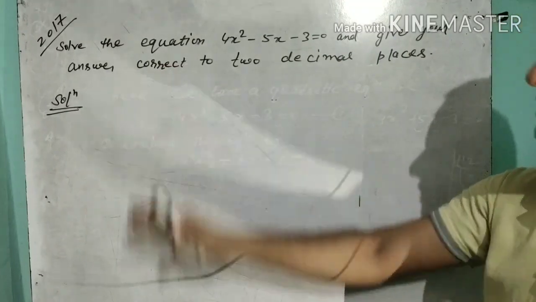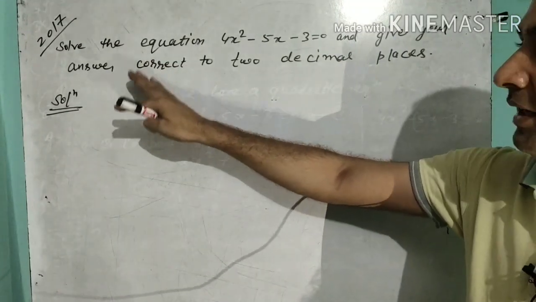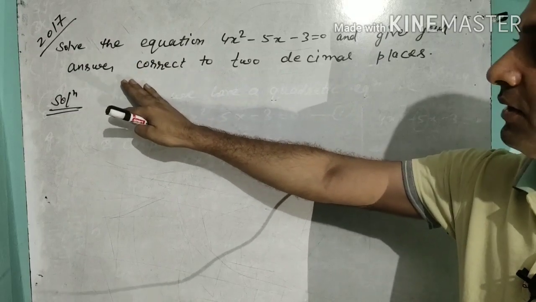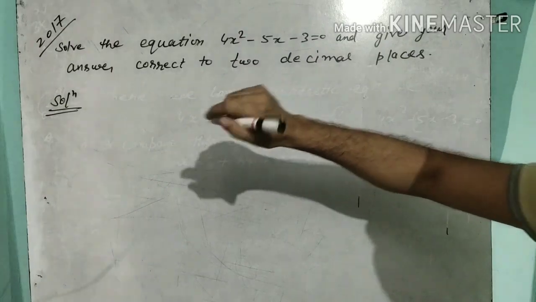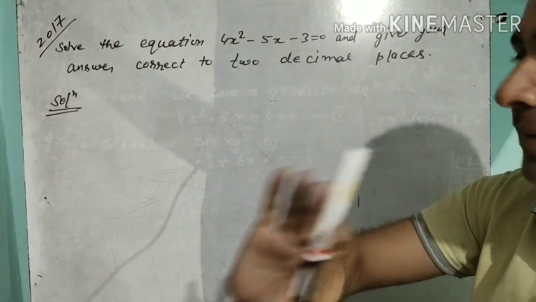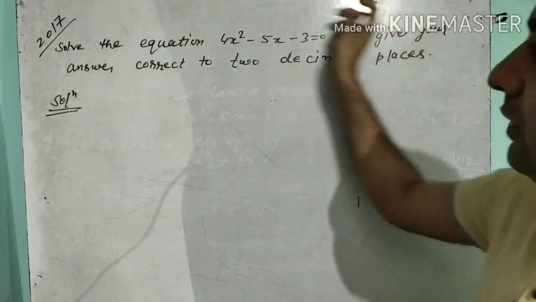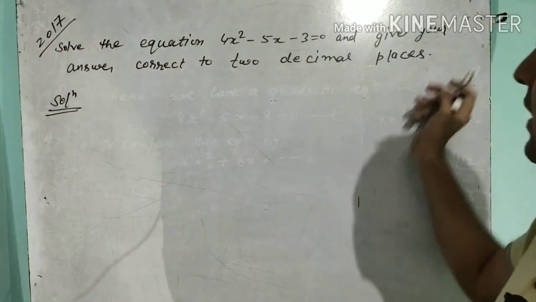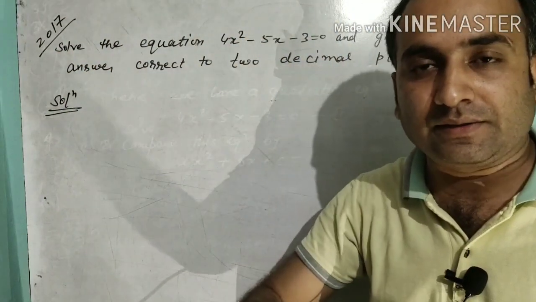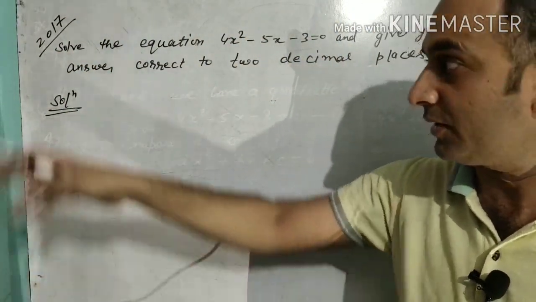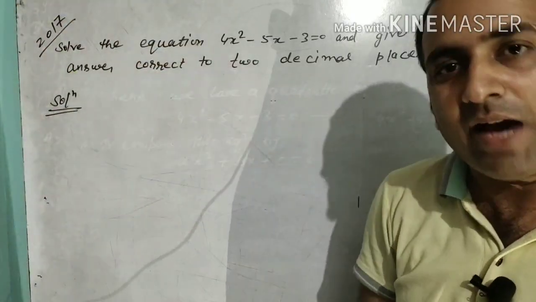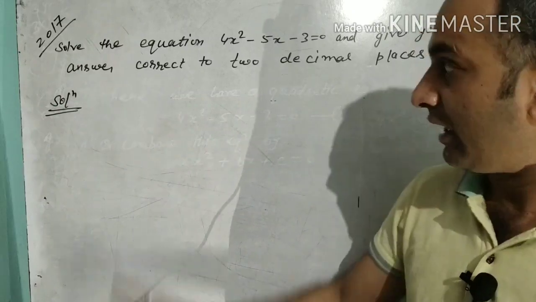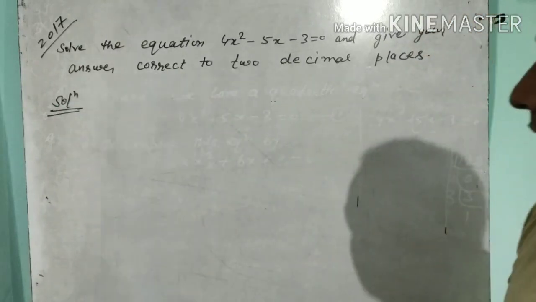Today I have come with a question of a quadratic equation. This question I have taken from the quadratic equations, topic number 5. ICSE every time includes this type of question in its examinations. I am talking about not only 2017, but from 2010 to 2020, every time you will get one question and the type will be the same.